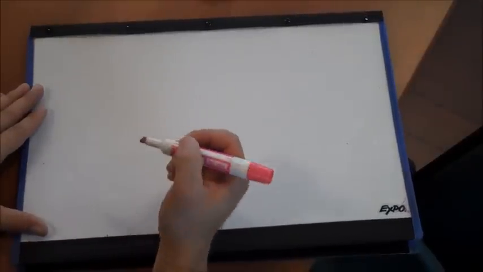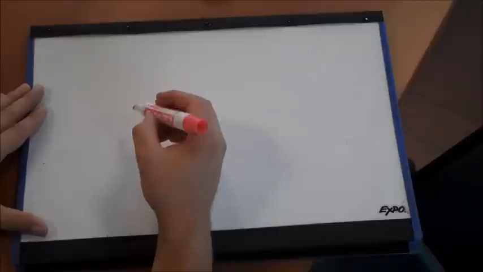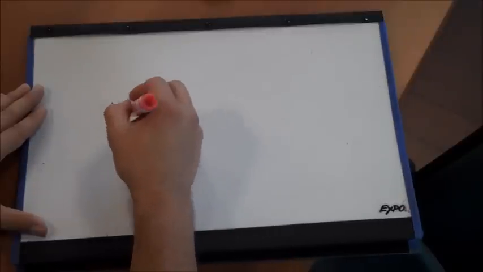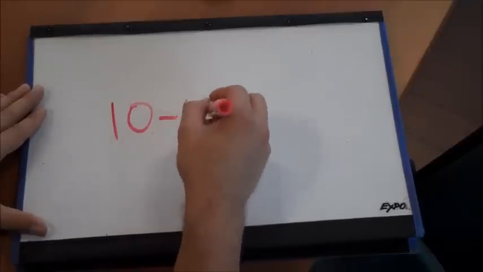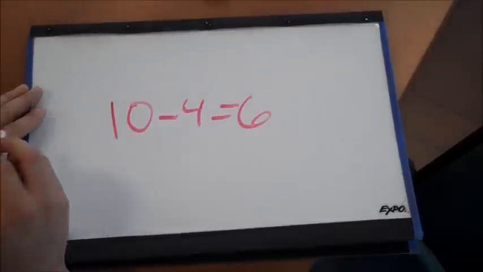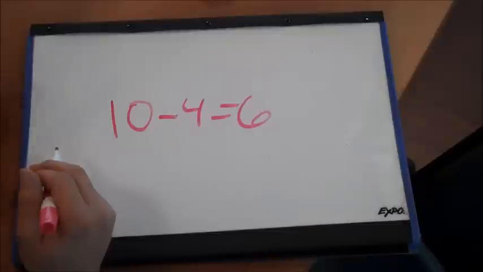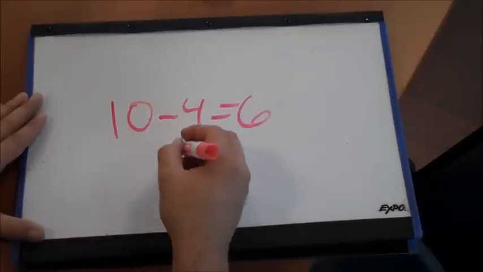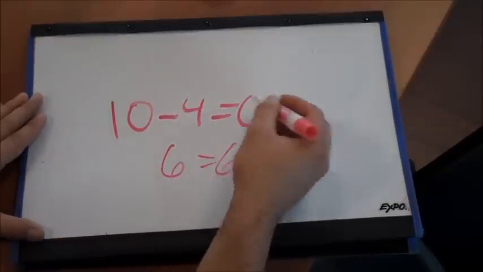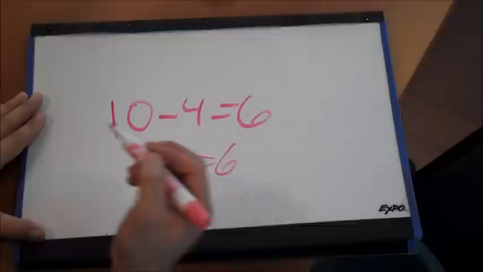So remember, an equation is a number sentence that uses an equal sign to show that expressions have the same value. So here's our new problem. 10 minus 4 equals 6. Is 10 minus 4 the same as 6? Yes, 10 minus 4 is 6. So each side of this equation are equal.